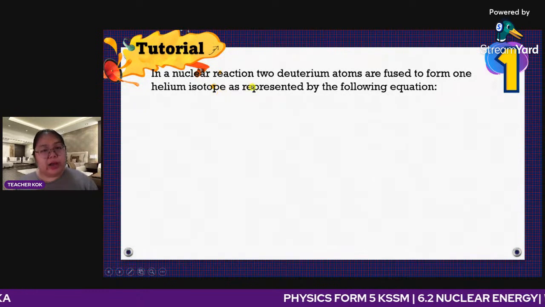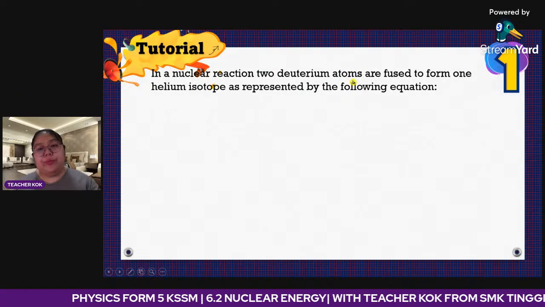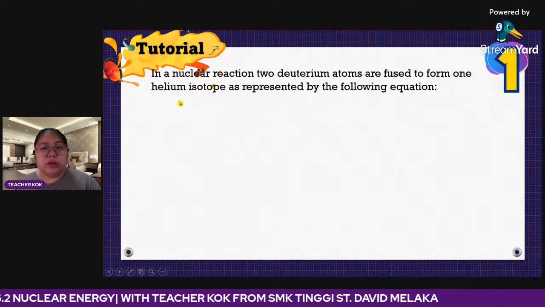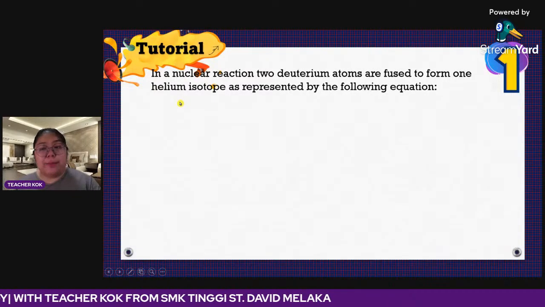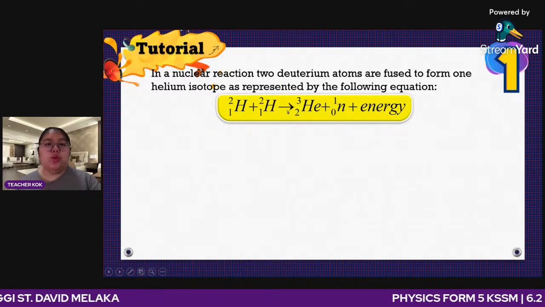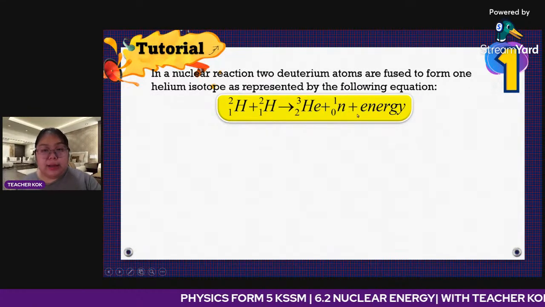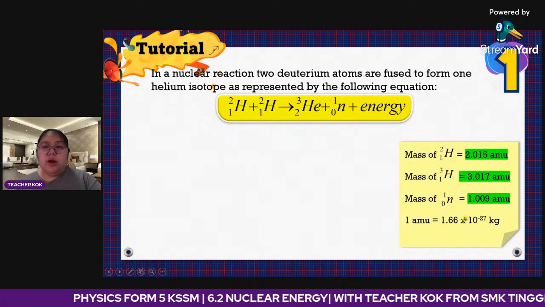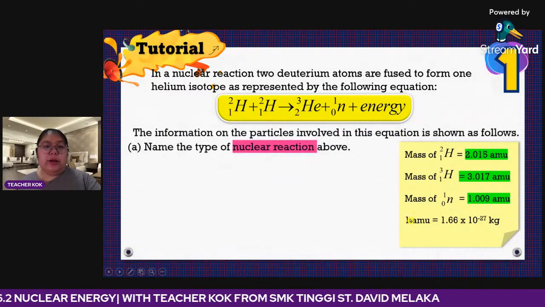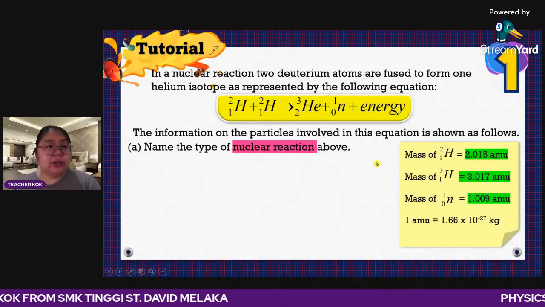In a nuclear reaction, two deuterium, when you see deuterium, it is a smaller nucleus. They are fused to form one helium isotope, so the smaller becomes bigger. Let's see the equation. Two deuterium form helium and also a neutron. This is the information for the mass in AMU. The question: name the type of nuclear reaction above.